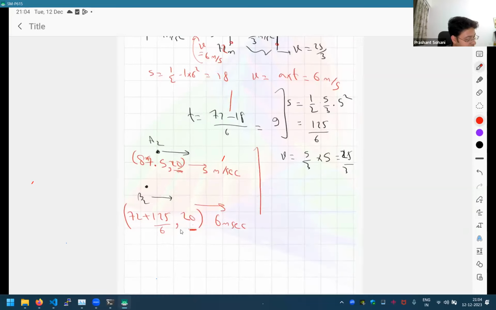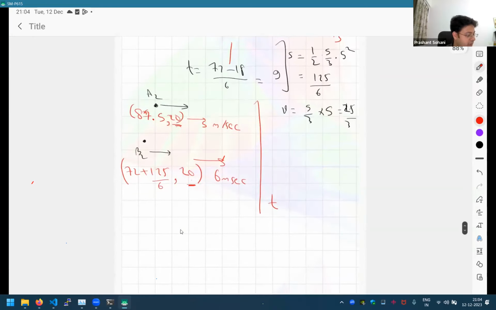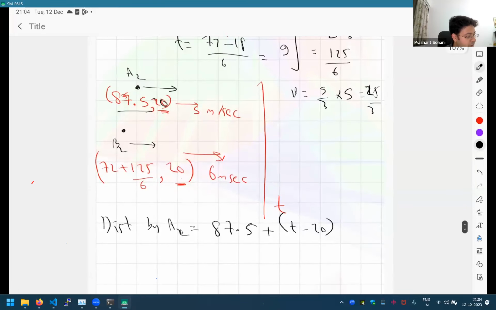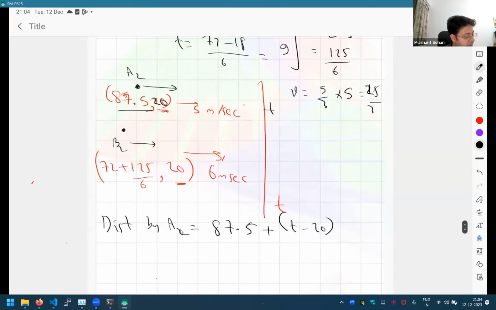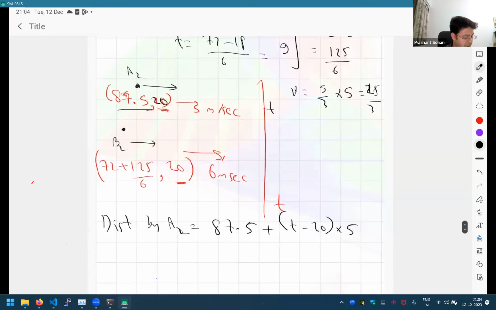So now the only thing to be figured out is that at some point they are going to meet, right? So if we call that unknown point of time t, let t be the time when they finally meet, and hopefully this question will be over. So the last thing to be figured out is the distance traveled by A. Total distance traveled by A2 will be 87.5 plus t minus 20, because already up to 20 seconds he has traveled. So the last t minus 20 seconds he is going to travel at 5 meters per second.